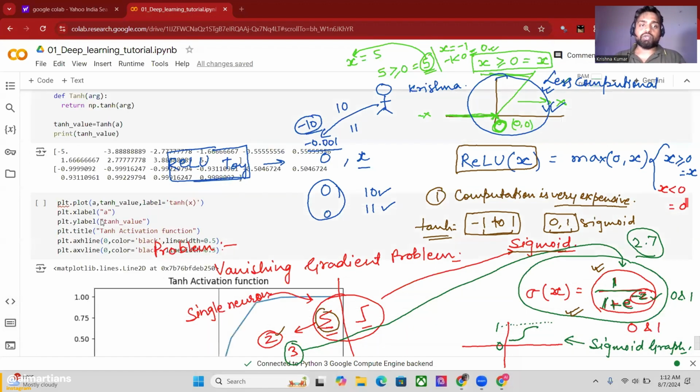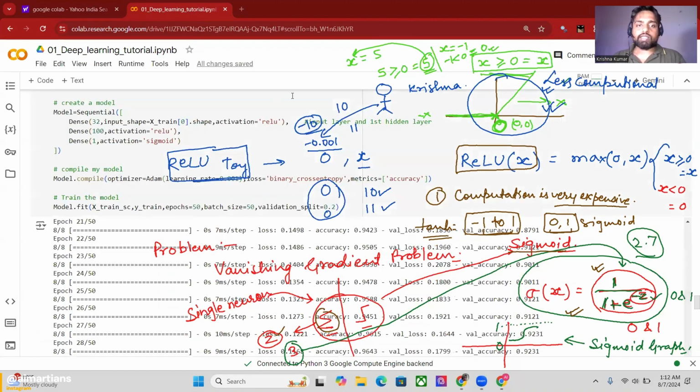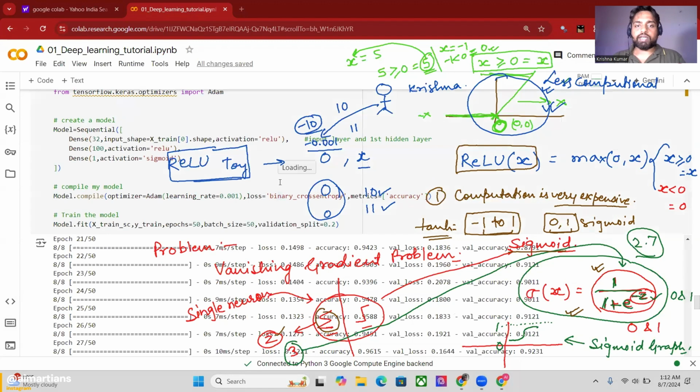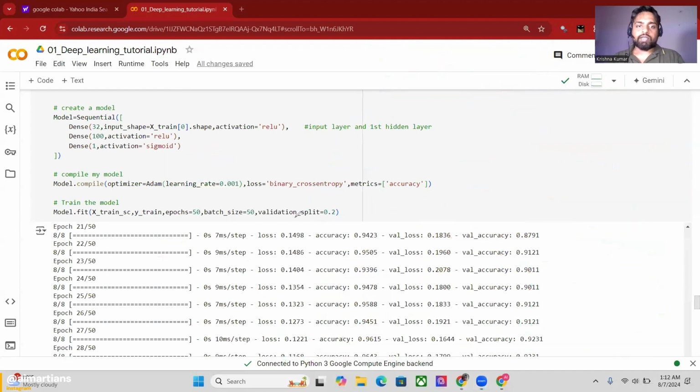Okay, so let me show you that. Yeah, so this is our neural network over here. Let me clean the screen. So see, I am using ReLU here. ReLU is very popular, but at the outer layer I use Sigmoid, because I have to find out the probability, because there were only two classes.